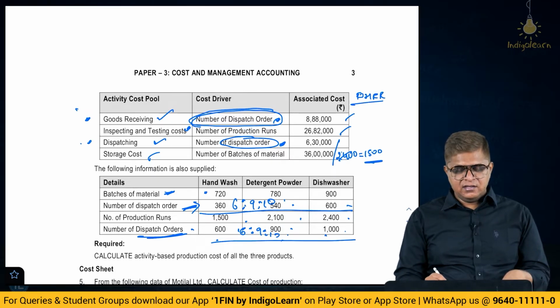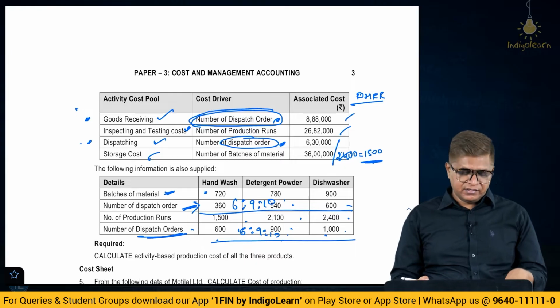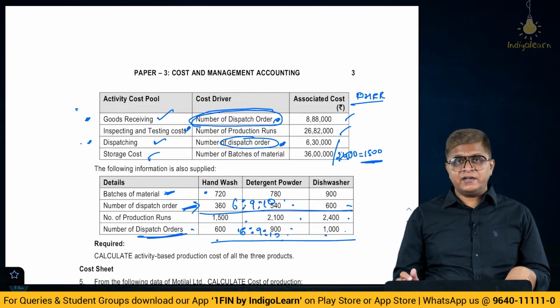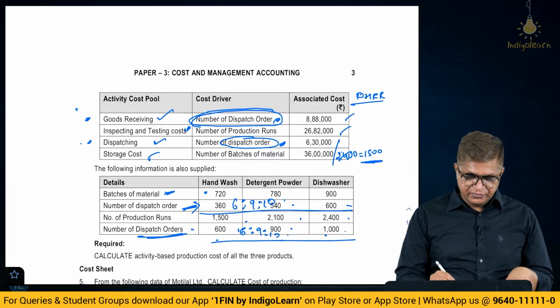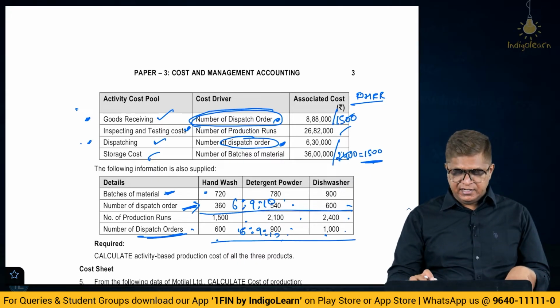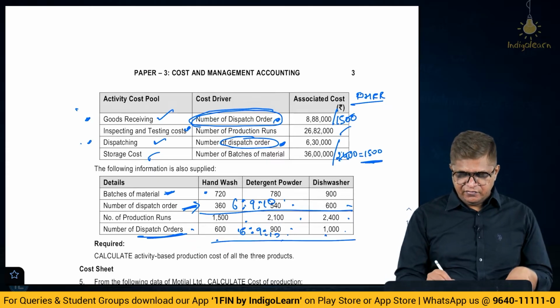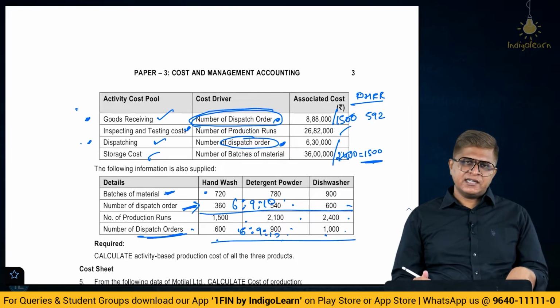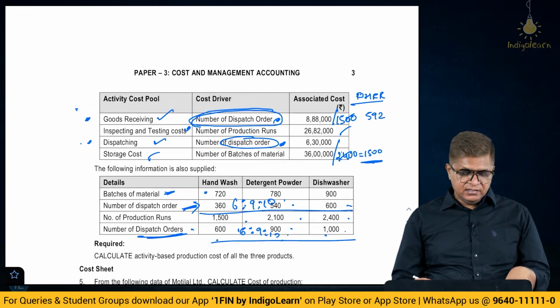So that is the 1500, that is 1500 for storage cost. Second, number of dispatch orders. So 360 plus 540 plus 600. 1500 is the total number of dispatches. So I am assuming that set of numbers is for this. So 8,88,000 divided by 1500, that will be 592 per dispatch. Use that recovery rate to calculate the solution.